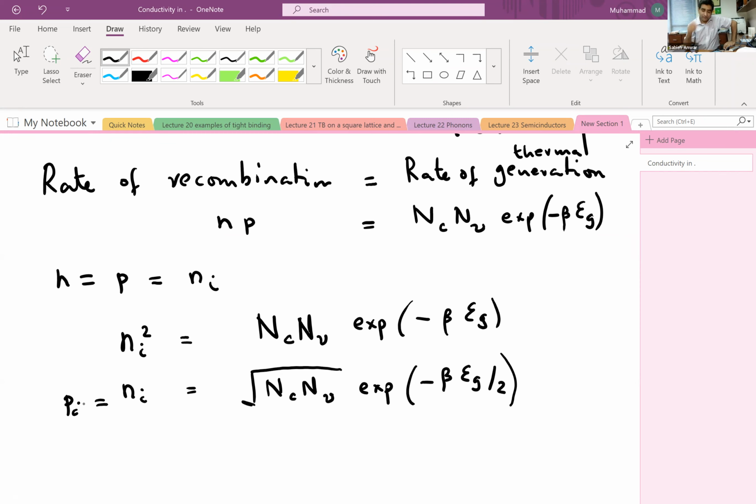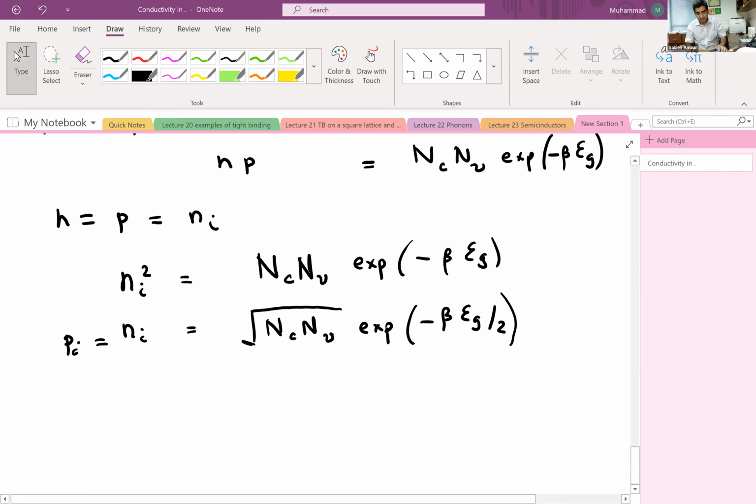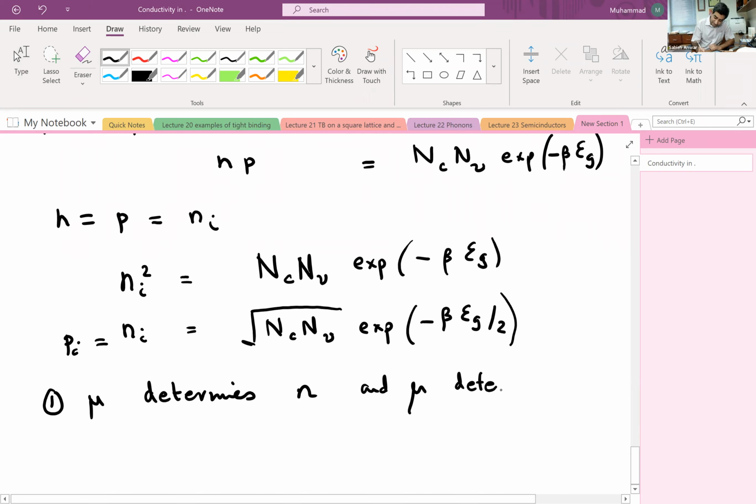Now, this concept of chemical potential. There was a question in one of the earlier lectures about the chemical potential. So here the utility of the concept of chemical potential really comes to the fore. First of all, the chemical potential determines N, and chemical potential determines P. So it determines the doping as well.